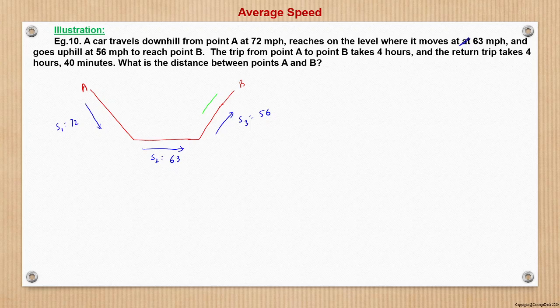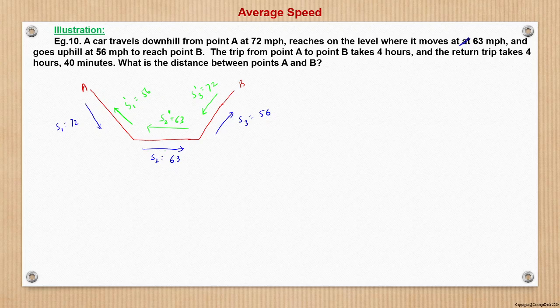Now while returning, what happens? The car travels downhill, so the speed S3 dash will be what? In downhill the speed is 72, so it will be 72. Now again on the level part, this goes in this direction at a speed of S2 dash is equal to 63. And here it will go uphill, and uphill we know that speed is 56.